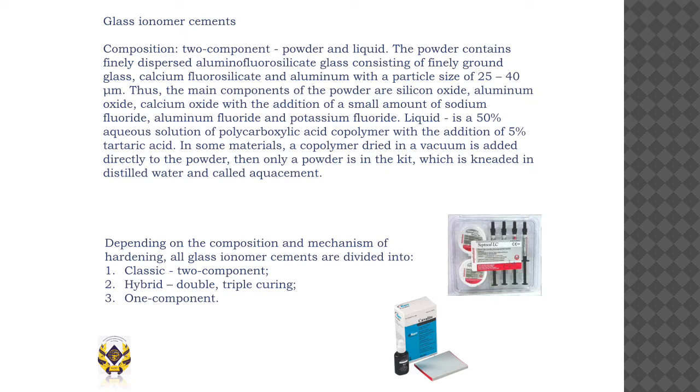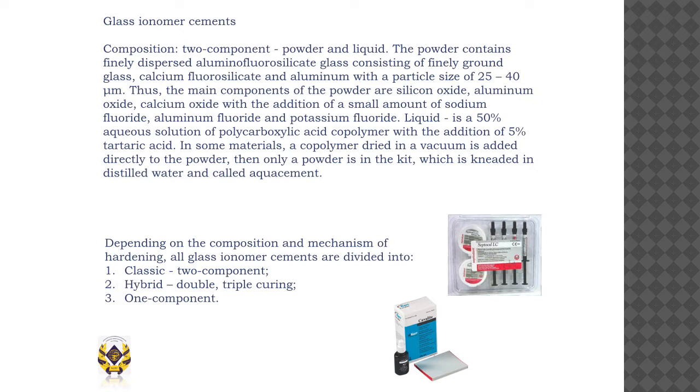Glass ionomer cements. There are two components, powder and liquid. The powder contains finely dispersed aluminofluorosilicate glass, consisting of finely ground glass, calcium fluorosilicate, and aluminium with a particle size of 25 to 40 micrometers. Thus, the main components of the powder are silicon oxide, aluminum oxide, calcium oxide, with the addition of a small amount of sodium fluoride, aluminum fluoride, and potassium fluoride.